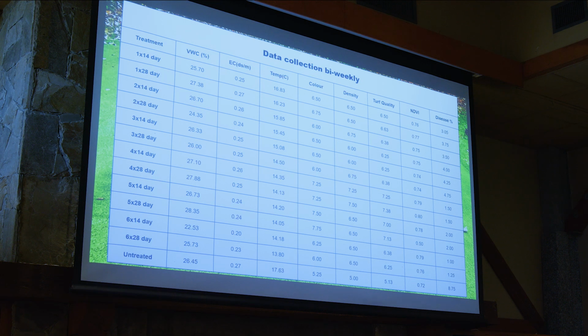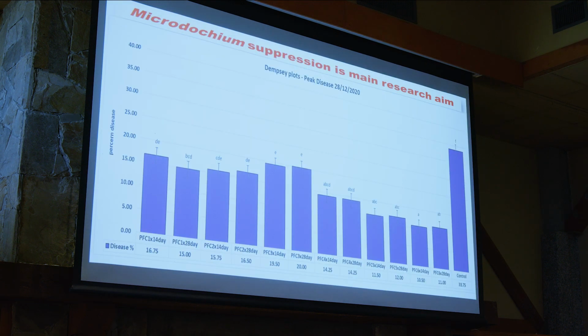2 sites. That's all the stuff that went out. No names on it, but basically it was 6 treatment programs. Went out at a 14-day or a 28-day rate. So basically 12 plus untreated control. So a lot of stuff going out. We looked at, I'm only going to show turf quality and disease levels here. So obviously Microdochium was the main. I'm only going to show the results from my plots.